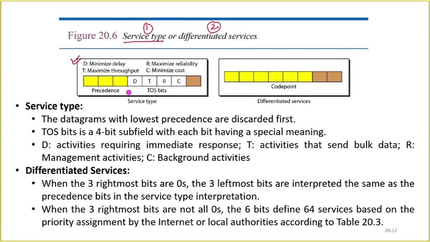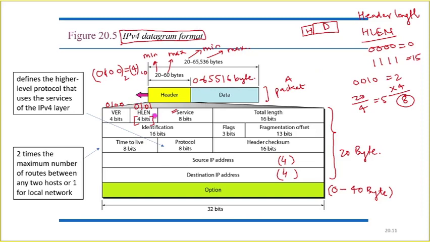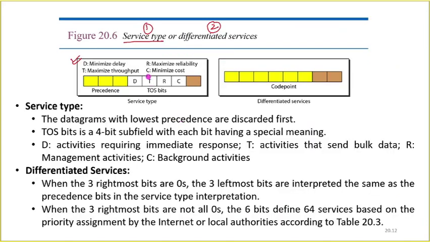So these 8 bits can be represented by two methods. Either we can use service type or we can use differentiated services. The differentiated services have a format like this, and service type has this format. If we represent the service bits as service type, the most significant 3 bits represent the precedence.